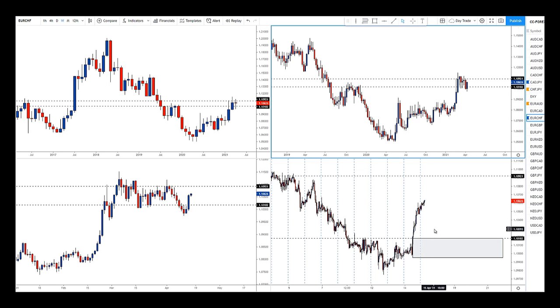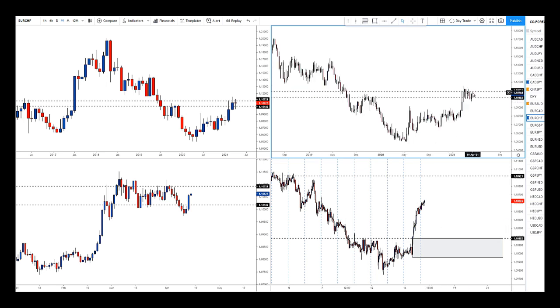Okay, and also if the weekly candle closes very bullish without hitting any opposing levels, then this signal becomes even stronger. Okay, so this is a pending order. Let's see how things go.